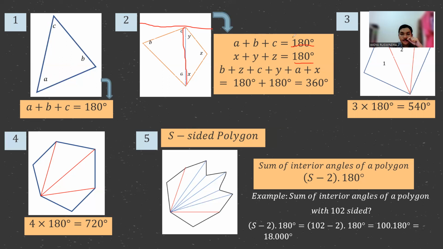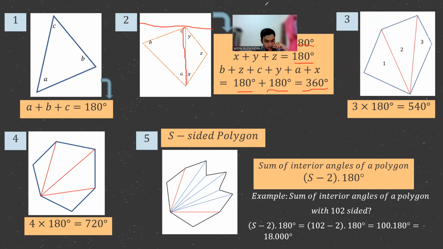So with the sum of the triangles, we will get X plus Z plus C plus Y plus A plus X. This will be 180 degrees plus 180 degrees, and the value is 360 degrees.